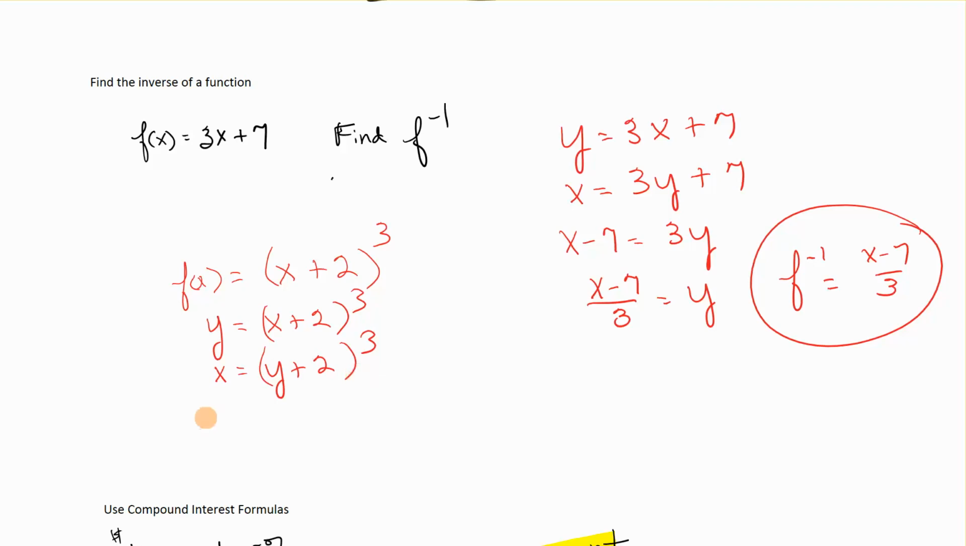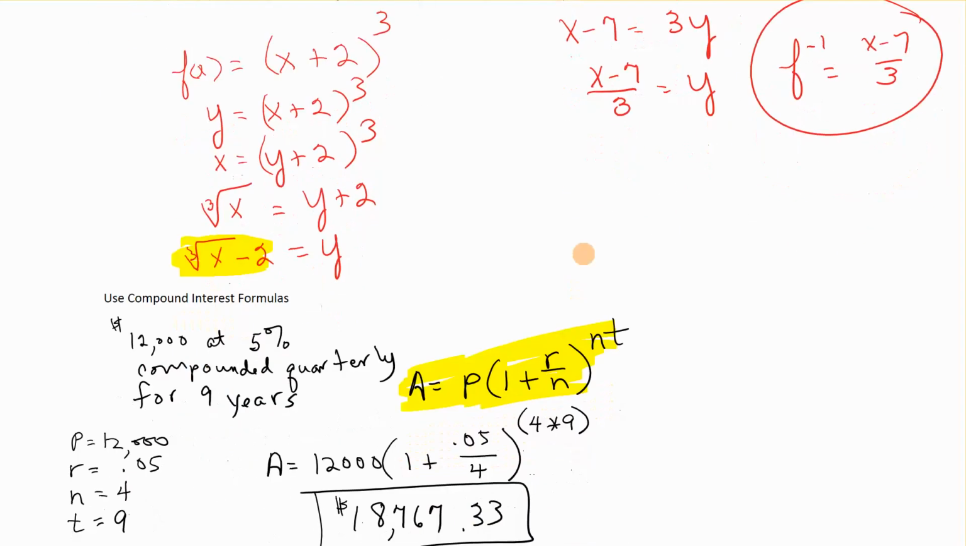So we would have the cube root of x equals y plus 2. Then we would subtract 2. So you would have the cube root of x minus 2 equals y. This would be your inverse. So just be careful. Whatever you have, follow those same steps. Write it as y equals, switch x and y, solve for y. That should give you that.